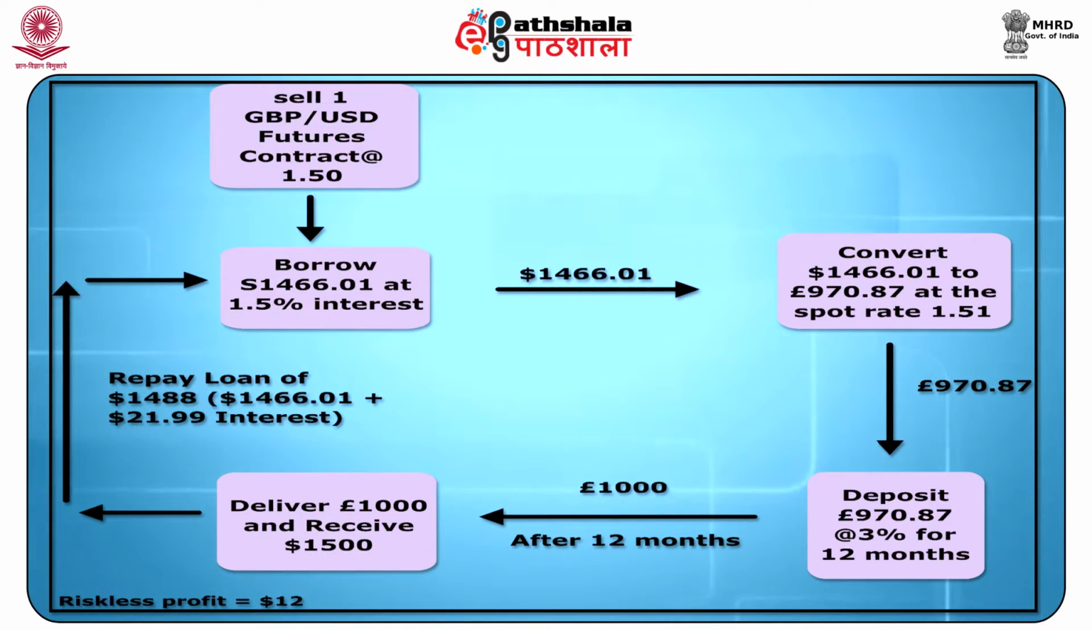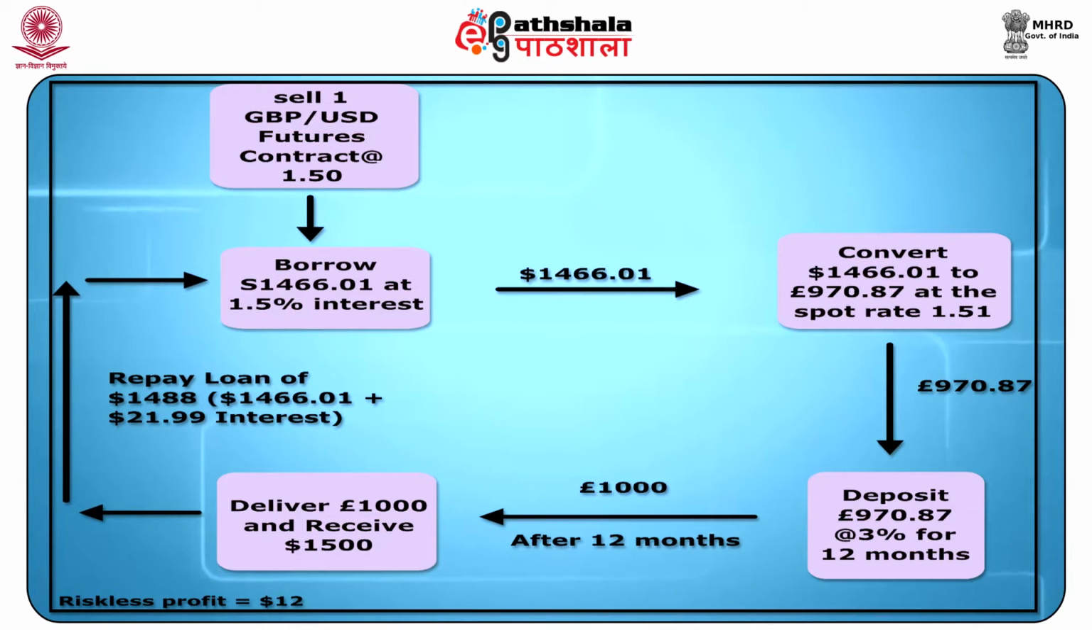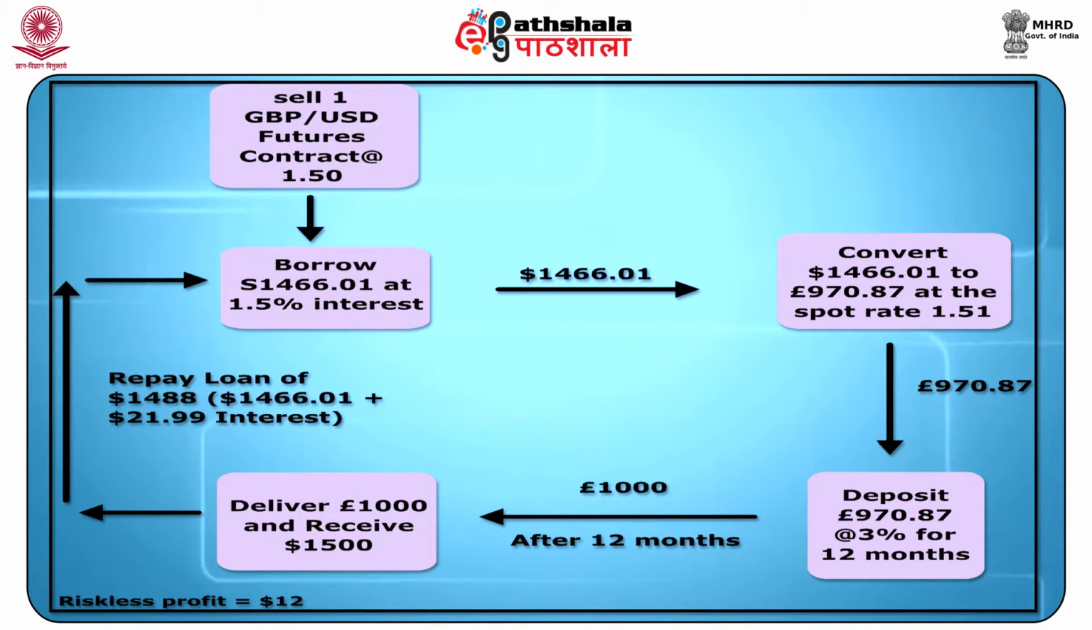Notice that the arbitrageur did not take any market risk at all. There was no exchange rate risk, no interest rate risk. The deal was independent of both, and the trader knew the profit from the outset. The cash flows are shown in the diagram, where we sell one GBP/USD futures contract at 1.50, then you borrow, then you convert, then you repay the loan, and see what you get after 12 months.